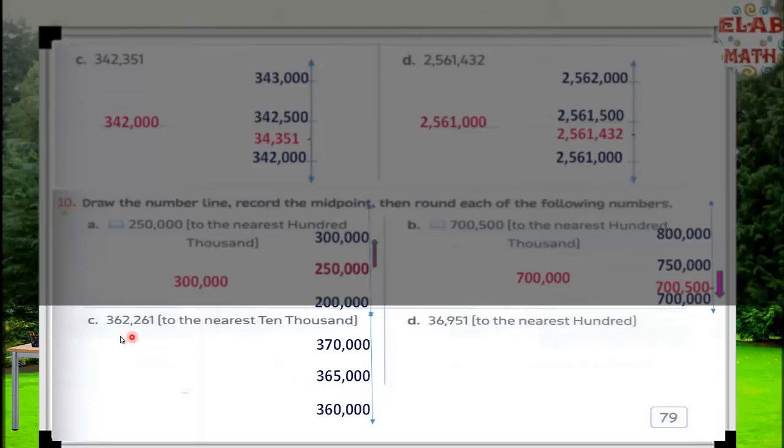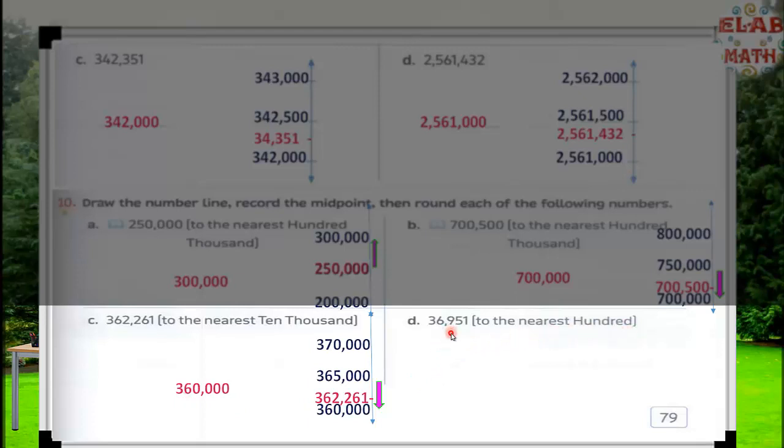After that, you should see where our number is. Is it more than 365,000 or less than 365,000? Our number here is less, that means you should round down. That means you should write 360,000. And here, to the nearest hundreds.